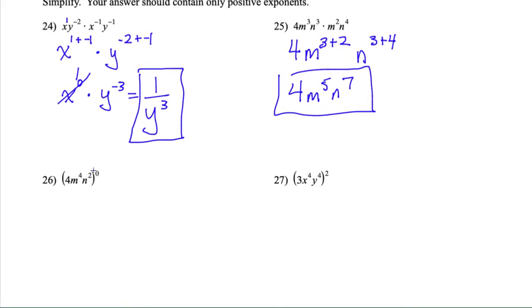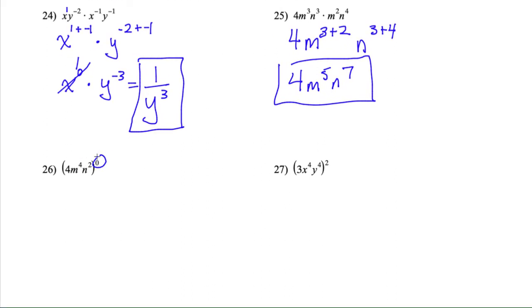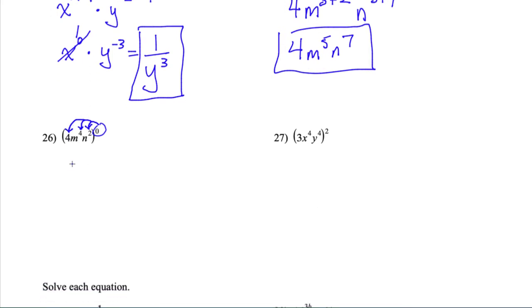Alright, everything to the power of 0. This 0 is going to be multiplied to everything. So it's going to be multiplied to the 2, multiplied by the 4, and even though I'm going to distribute it here, this 4 is really to the power of 0. So after distributing, I now have 4 to the power of 0, m to the power of 4 times 0, n to the power of 2 times 0.